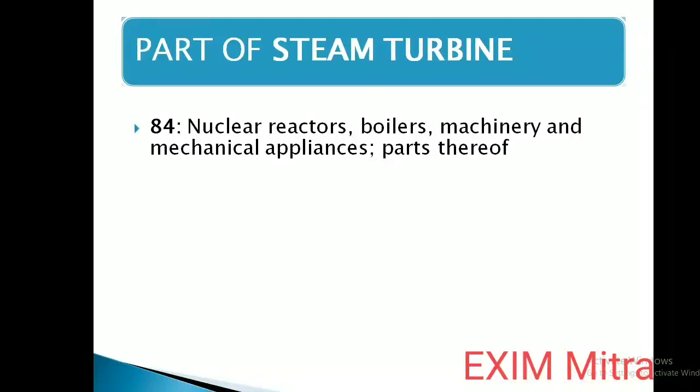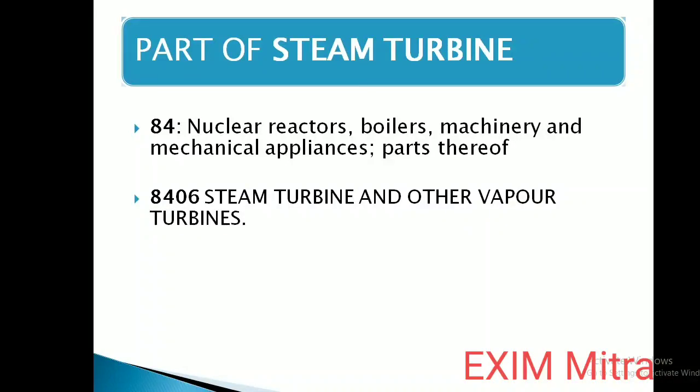Suppose we have to classify a part of a steam turbine. So how will we classify? First we will check that turbine is falling in which chapter. So turbine falls in chapter 84. Now in 84 there are so many turbines: nuclear turbine, gas turbine, mechanical turbine, steam turbine. So then we will move to 8406. 8406 is exclusively for the steam turbine.